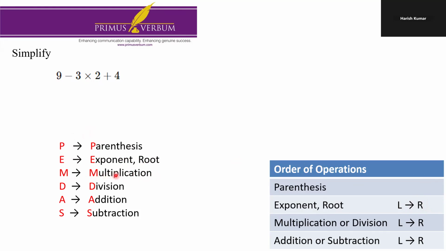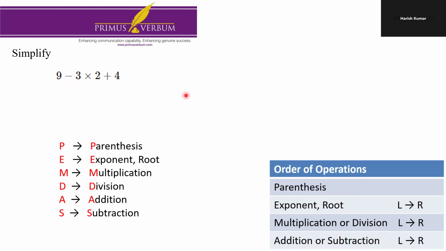The third operation we will try to perform is multiplication or division. Both of them have equal priority. And once again, if there is more than one instance of multiplication or division, we will go from left to right. And then A and S stand for addition and subtraction, and they have the lowest priority, or the last priority. And again, in an expression, if there is more than one addition or subtraction operation, we will go from left to right. So let's use this method for this expression and see how it works out.